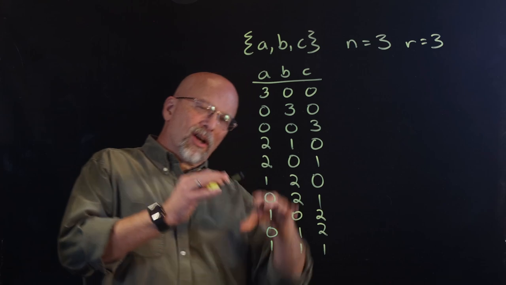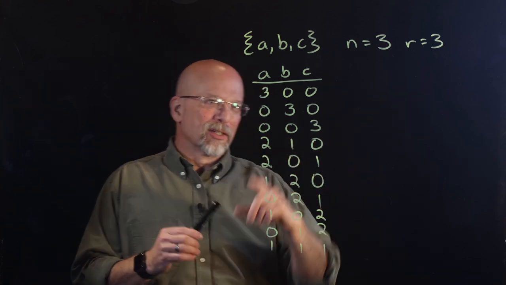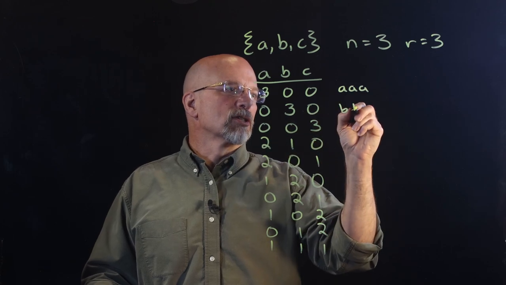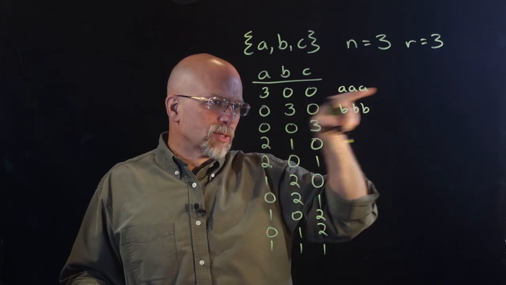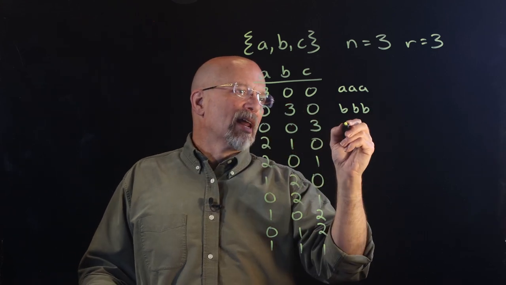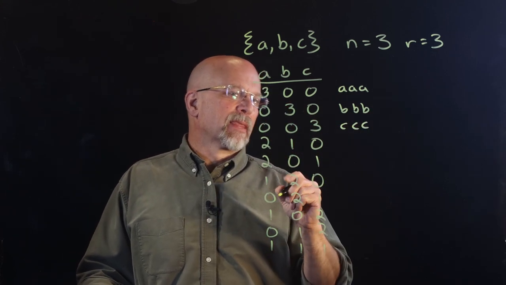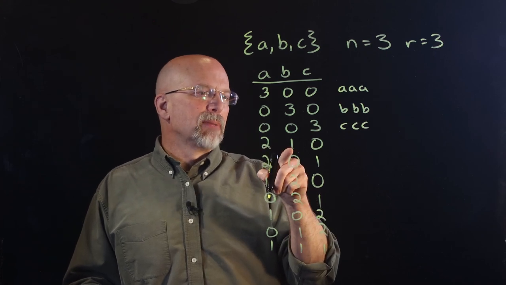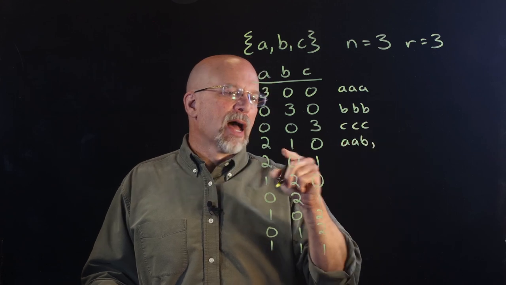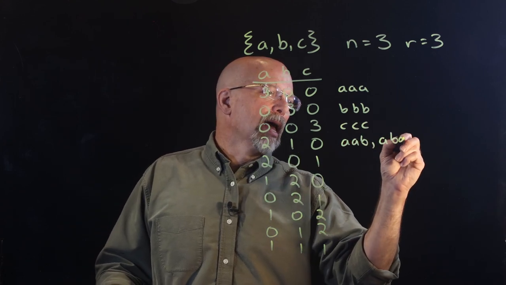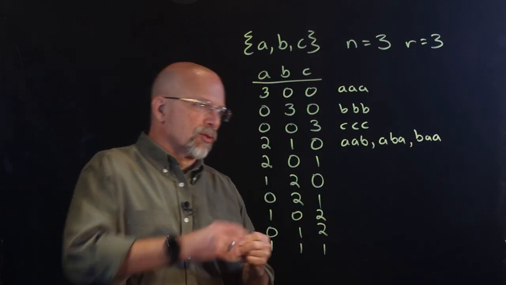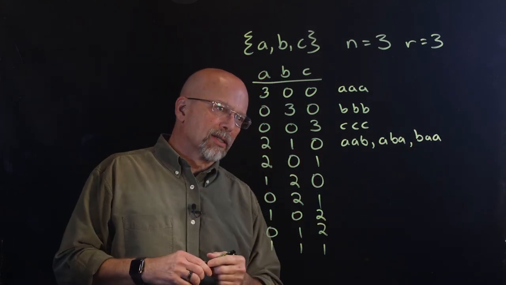And can I enumerate all of these? Well, 3 A's, that's just 3 A's, right? 3 B's, that's just 3 B's. And then I could also have 3 C's, right? Now, when it comes to 2 A's and a B, I could have the B last, so I could have A, A, B. I could have the B in the middle, A, B, A, or I could have the B at the front, B, A, A. And so those are all the ways that I could organize that.